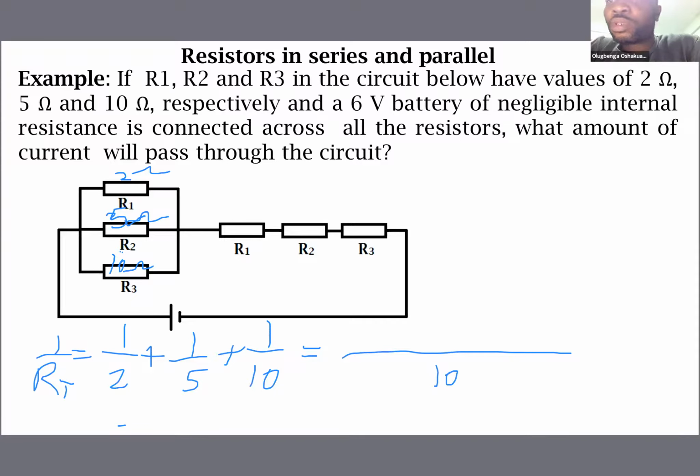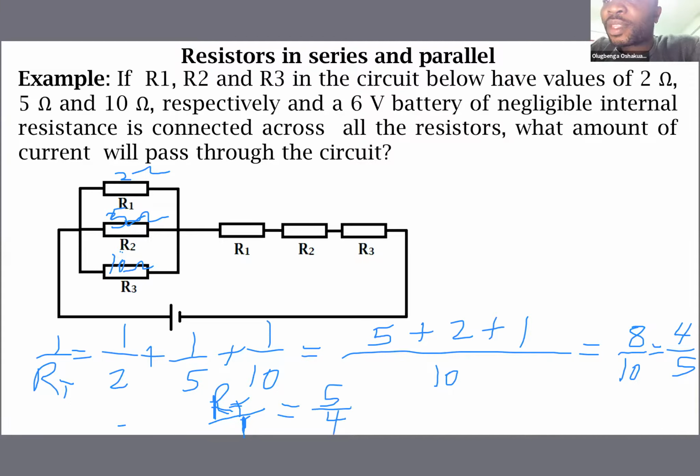So this should be 5 plus 2 plus 1. That is 8. So we have here 8/10. 8/10 is 4/5. So 1/RT is equal to 4/5. That means that RT over 1 is equal to 5/4 ohms, or if you like, 1.25 ohms.